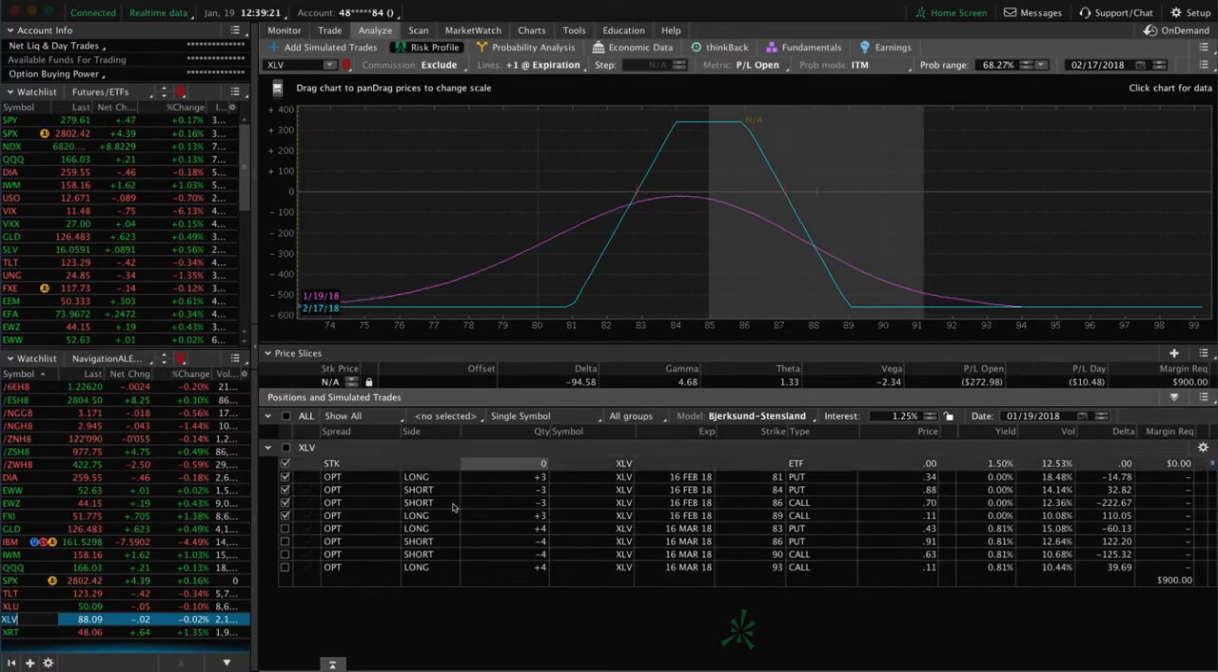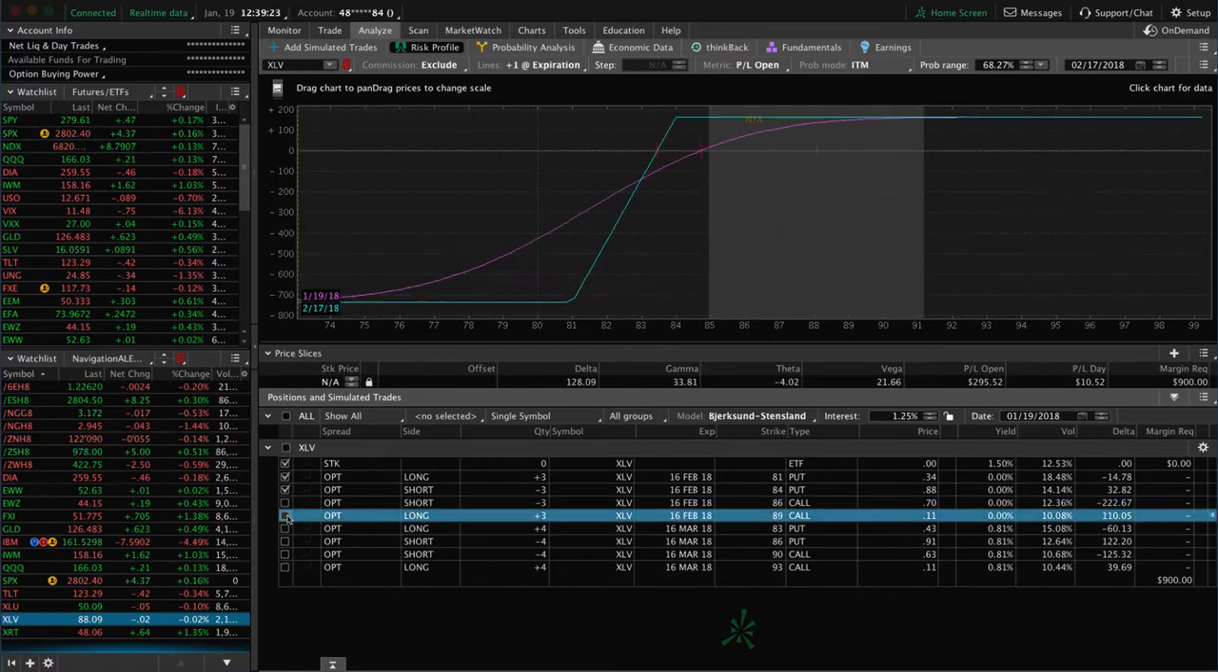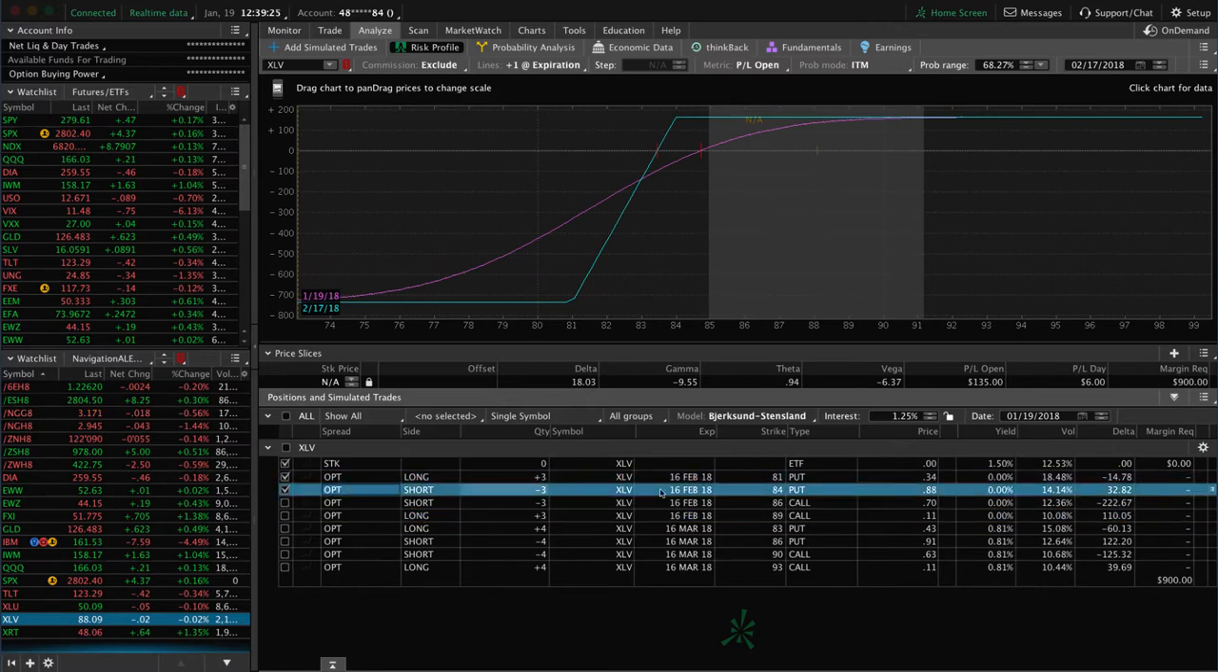Well, the reason is if we uncheck the calls and we just look at the untested side, which is the puts, what you'll see is there's still a little bit of premium left in those options. So you can see the max profit on that side is 162. We're at about 135 now. So if price does continue higher in early next week, then we will go ahead and close that out because it's basically worthless at that point. But for now, we're just going to keep it on.